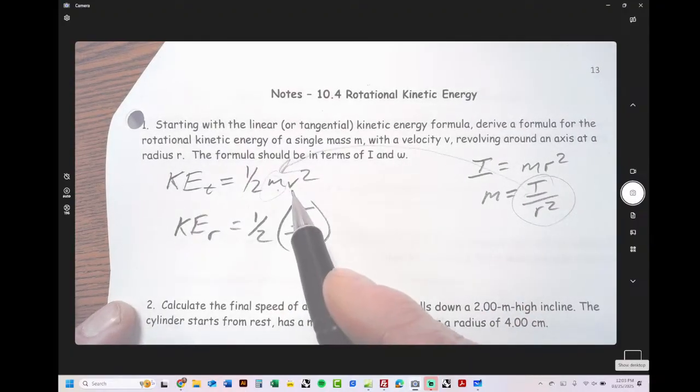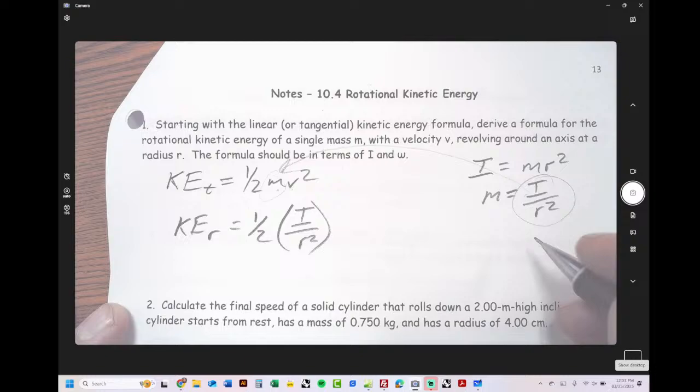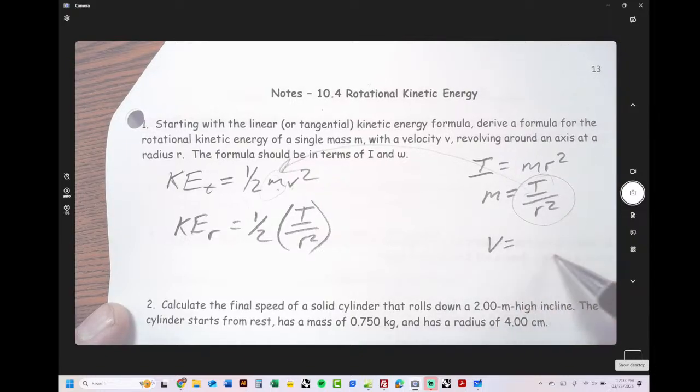And I've got to get rid of the linear or tangential speed or velocity. So over here, what would go on the other side of this that's the rotational version of this thing?